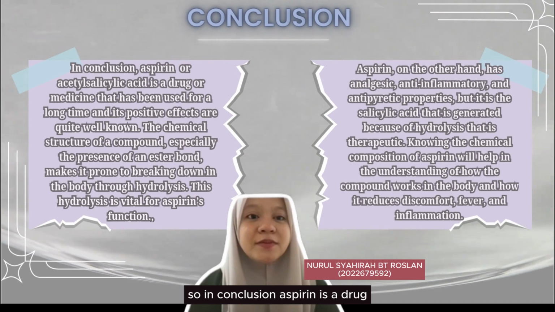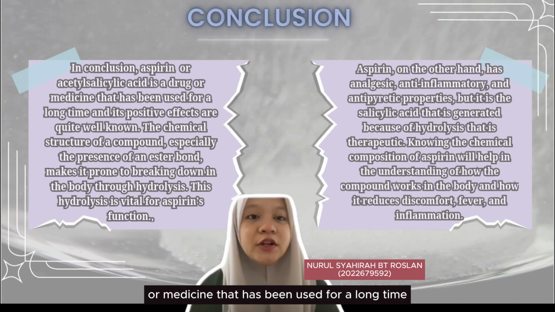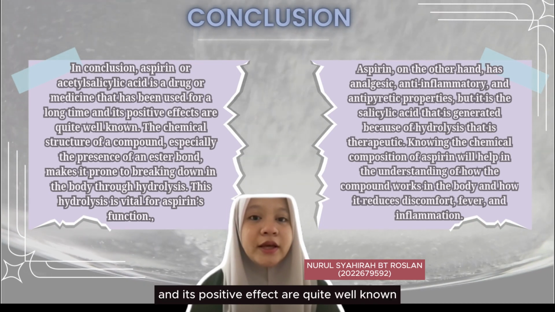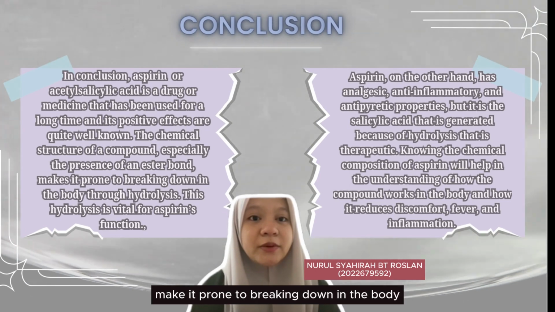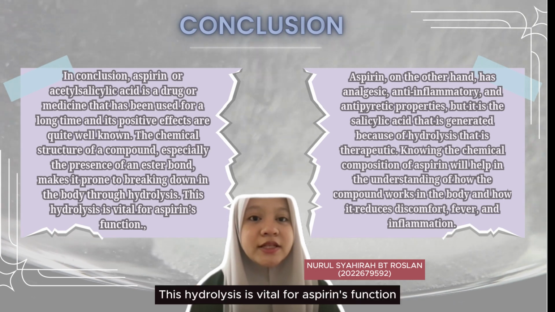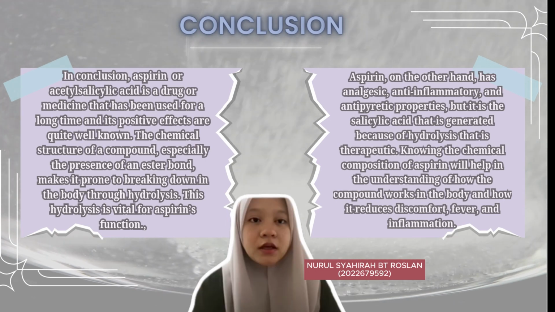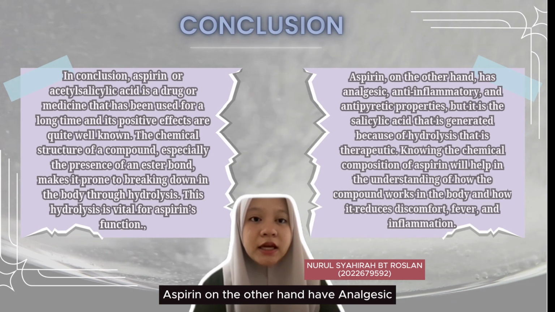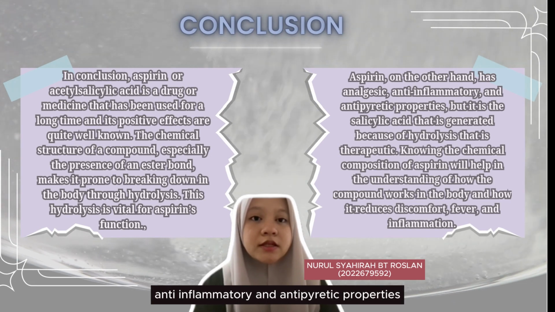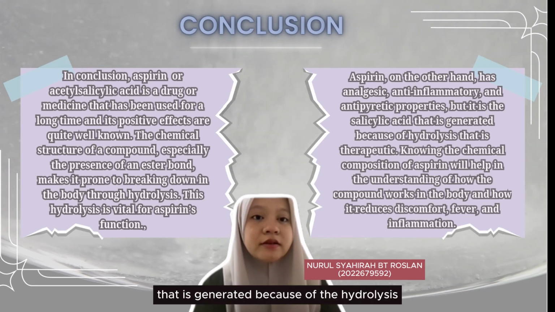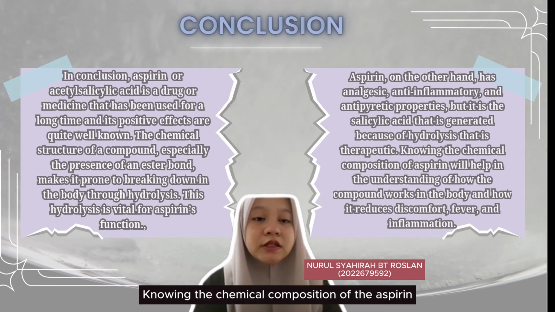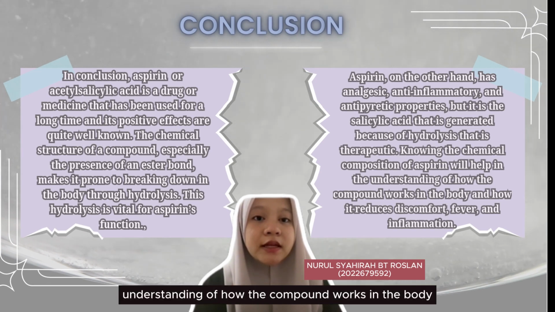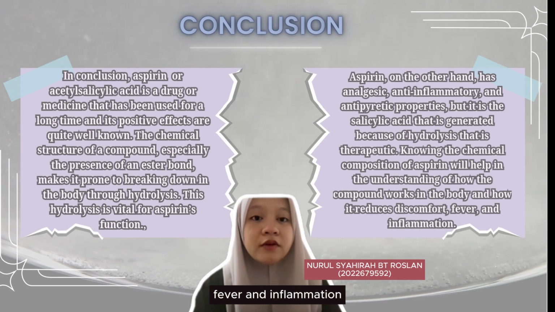So in conclusion, aspirin is a drug that has been used for a long time, and its positive effects are quite well known. The chemical structure of the compound, especially the presence of the ester bond, makes it prone to breaking down in the body through hydrolysis. This hydrolysis is vital for aspirin's function. Aspirin has analgesic, anti-inflammatory, and antipyretic properties, but it's the salicylic acid that it generates because of the hydrolysis that is therapeutic. Knowing the chemical composition of aspirin will help us understand how the compound works in the body and how it reduces discomfort, fever, and inflammation.